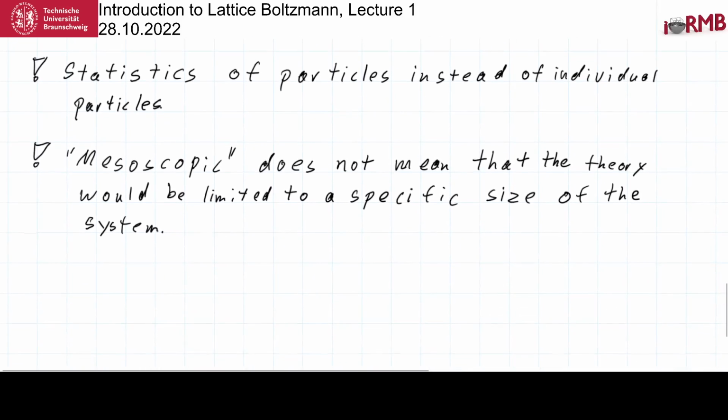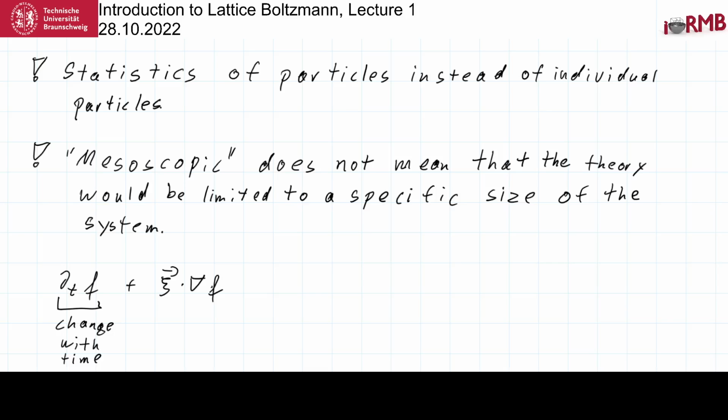Okay, let's look at these parts of our equation now. We have the time derivative of f, our probability distribution function. This is very simple, the change with time. Then we have plus xi dot nabla f. This is the usual nabla, the derivative in space, and this term is the advection. So in the Navier-Stokes equation we have an advection, and here we also have an advection.